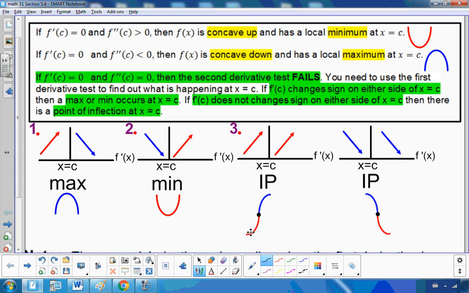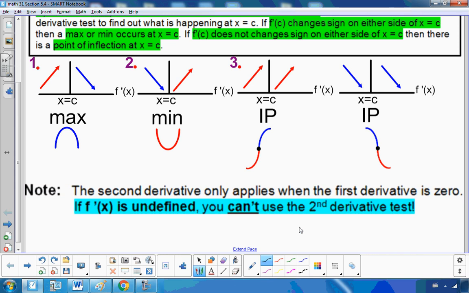You can see here, these are both points of inflection because the concavity changes, but in the first case, I'm always increasing. The function is increasing. Or here, I'm always decreasing. So no sign change indicates a point of inflection. Now, it's important to note that the second derivative test only applies when the first derivative is equal to 0. If the first derivative is undefined, the second derivative will also be undefined.